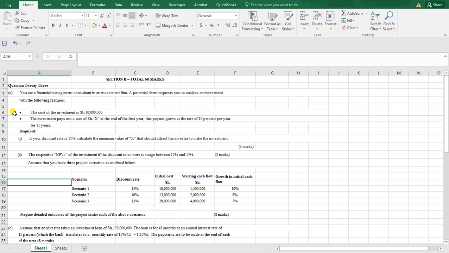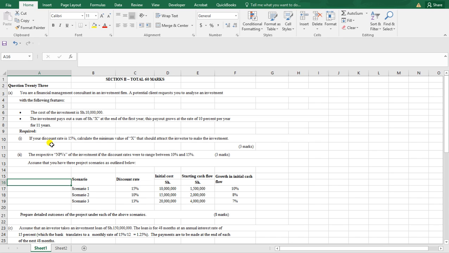So, in this case, the investment pays out a sum of X at the end of the first year, right? This payout grows at the rate of 10% per year. For how many years? For 11 years. So year one, we will not be looking at it as growth, but rather from year 2 henceforth it is going to grow for a period of what? 11 years, right? So literally you're looking at it as if we are talking about 12 years. Year 1 with no growth, but 11 years it will be growing all through, right?